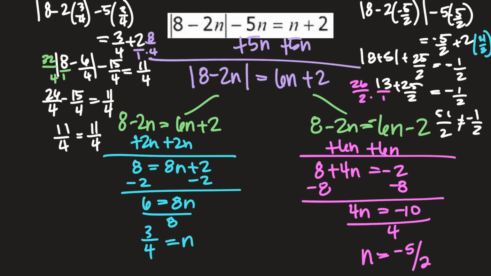So this one actually checks out as a solution, but the other one does not. So this is a one solution problem. Even though we had two answers, negative 5 over 2 was extraneous. Okay?